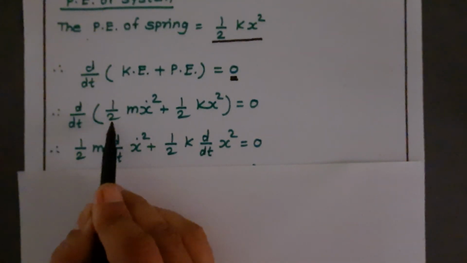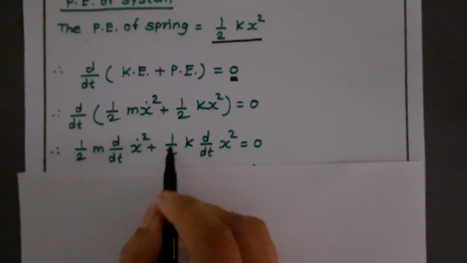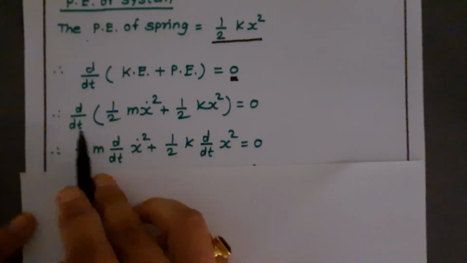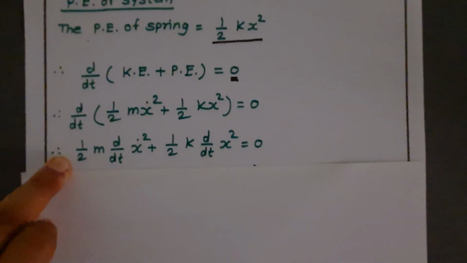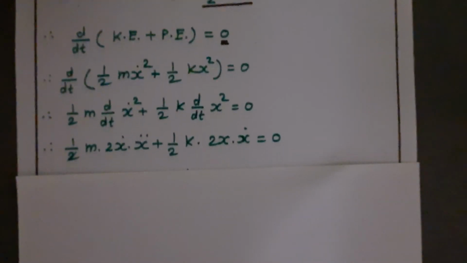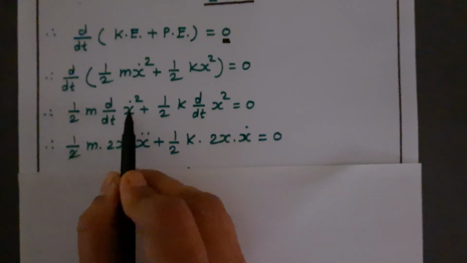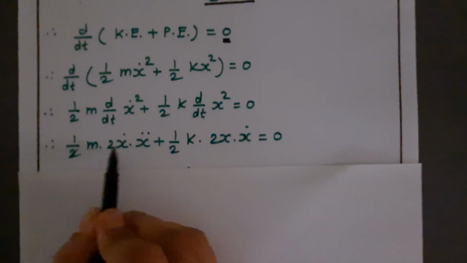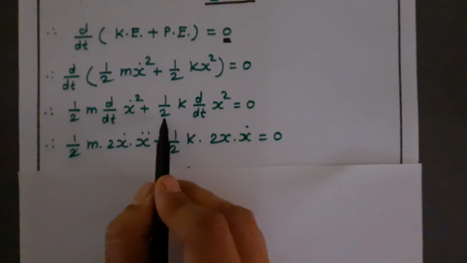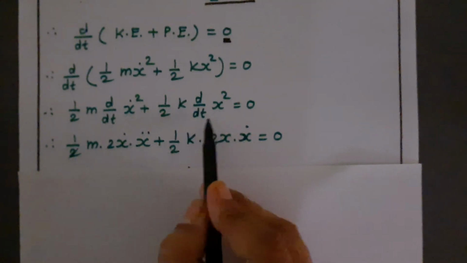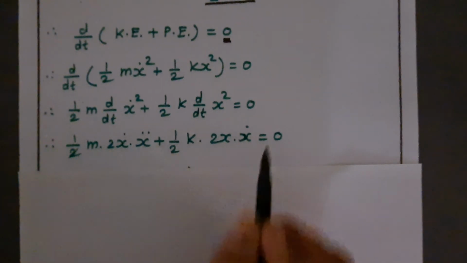Now I am going to solve or open the bracket. So here 1/2 into m as a constant into d by dt x dot square plus 1/2 into k as a constant into d by dt x square is equal to 0. After opening this bracket, we have this equation. Now further, if you solve this, 1/2 m as it is, d by dt x dot square means 2 into x dot into x double dot, plus 1/2 into k into derivative of x square, which is 2x into derivative of x, which is x dot, is equal to 0.